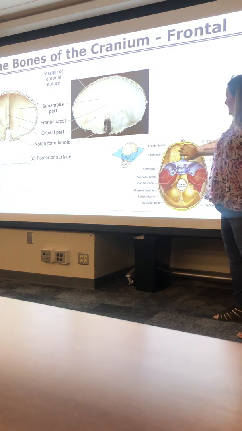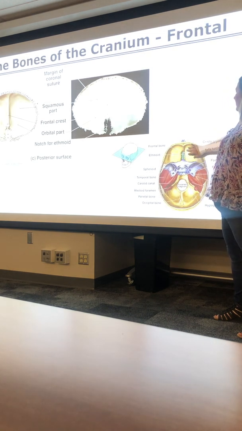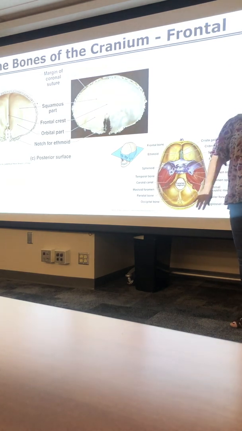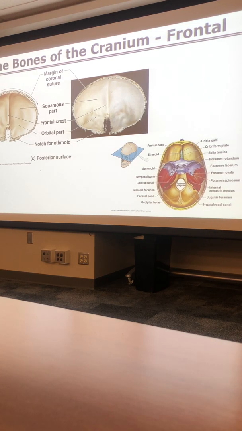The first part of the brain is actually going to sit right in this area. This is known as the anterior cranial fossa. And the frontal bone is going to make up most of that anterior cranial fossa. And that anterior cranial fossa is going to support the most anterior portion of the brain. We'll talk more about that when we talk about brain.